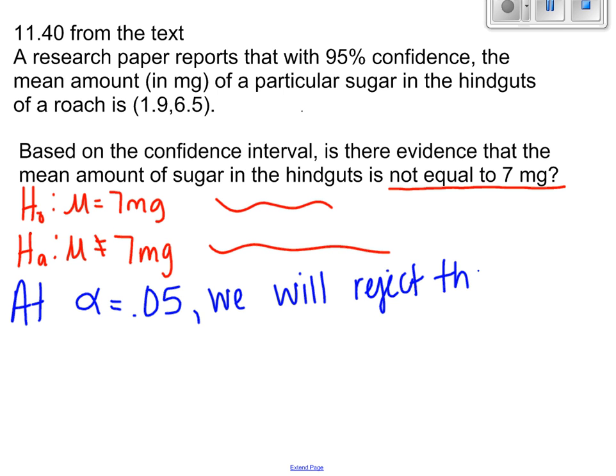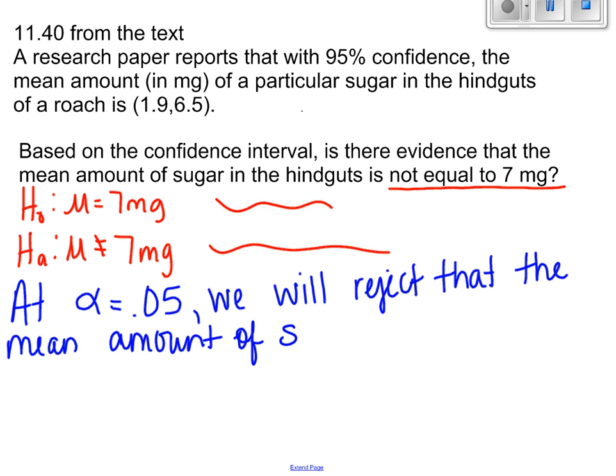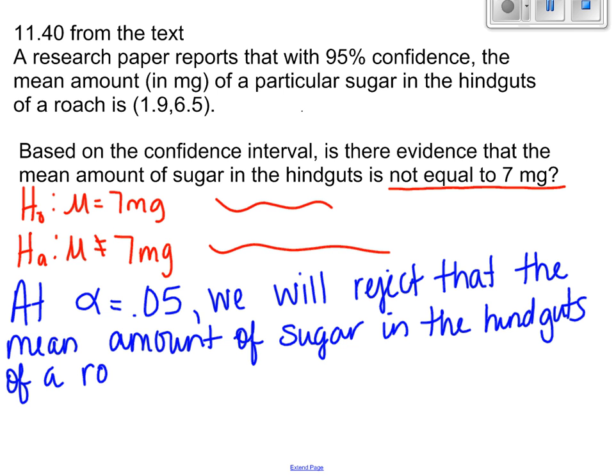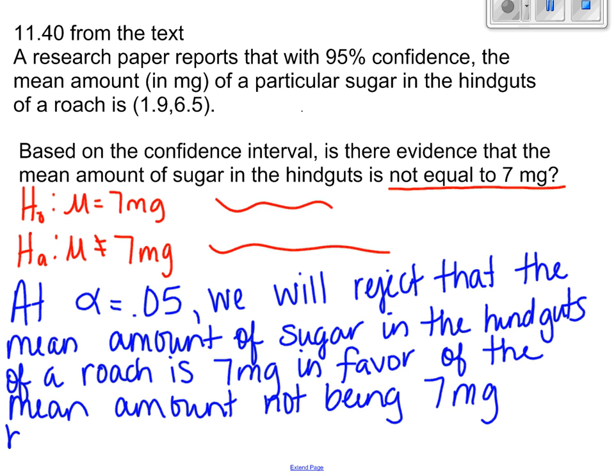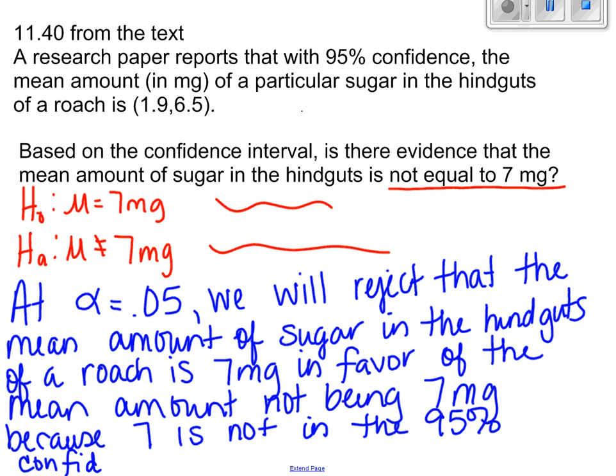reject that the mean amount of sugar in the hindguts of a roach is 7 milligrams in favor of the mean amount not being 7 milligrams, because 7 is not in the 95% confidence interval. So it's not in the interval, which makes it an unreasonable estimate.